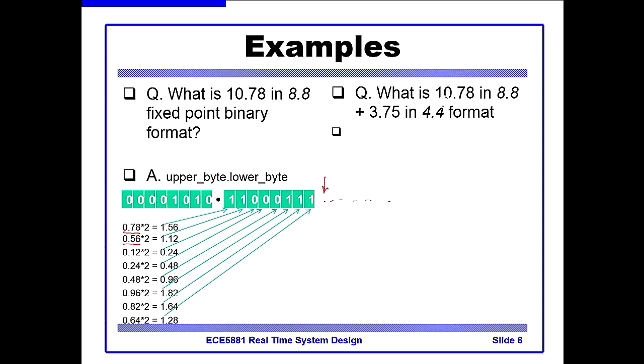So what is 10.78 in 8.8 plus the number 3.75, where we represent 3.75 in 4.4 format? You're asked to add two numbers here. However, they're in different formats, 8.8 and 4.4. How do you accommodate that change? This is a very common problem because you've got this representation and you're combining them. How do you add them together?